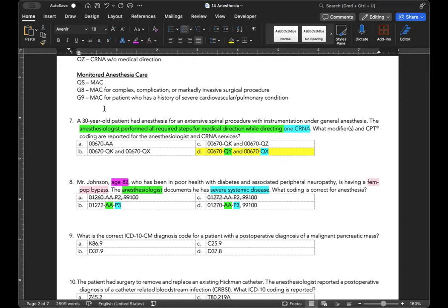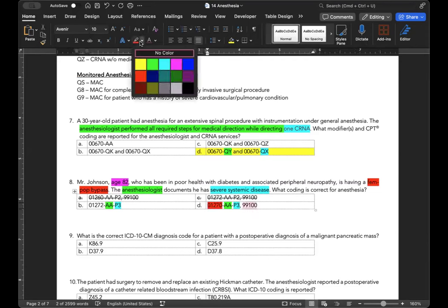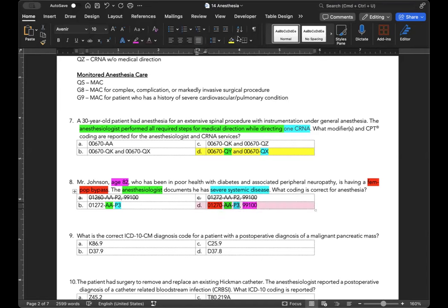Okay. So our fem-pop bypass anesthesia is going to be reported with the 01270. And then, because there's no mention of the age in the code, we'll use the 99100 because they are over the age of 70. Okay, any questions on that one?